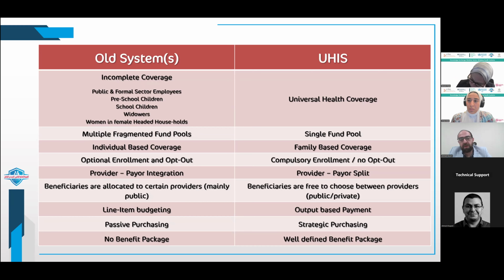In the old system, of course, beneficiaries were also allocated to certain providers, mainly public providers, so they had very limited choice in choosing their providers, while in the universal health insurance, beneficiaries are free to choose between providers that are contracted with the Universal Health Insurance Authority. In the old system, we also had line item budgeting and input-based financing for healthcare providers. In the universal health insurance, UHIA is paying providers based on the services that they provide. In the old system, we also had a sort of passive purchasing and no defined benefit package, while in the new universal health insurance, we're looking more towards strategic purchasing of a well-defined explicit benefits package.